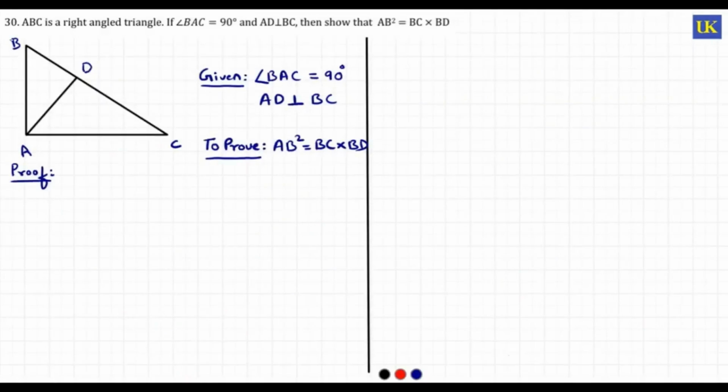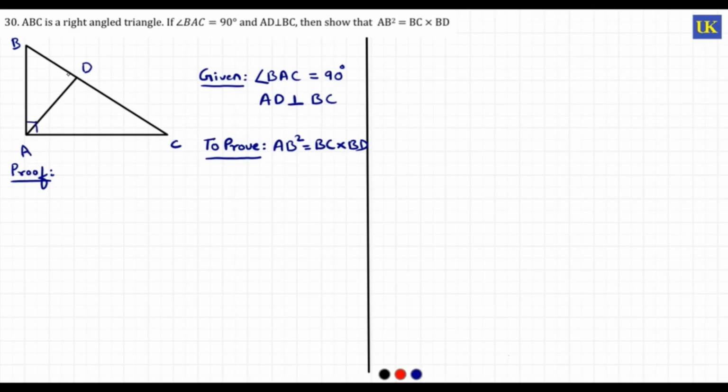Now we'll see the 30th question. Here they are saying that ABC is a right angle triangle, and angle BAC is equal to 90 degrees. So here it is forming a 90 degree angle. And AD is perpendicular on BC.